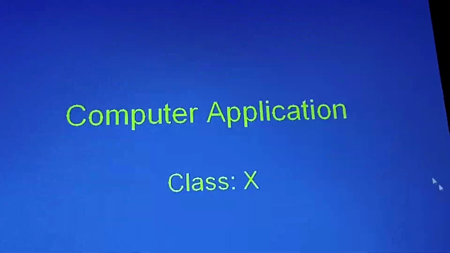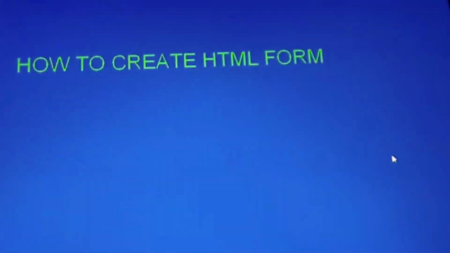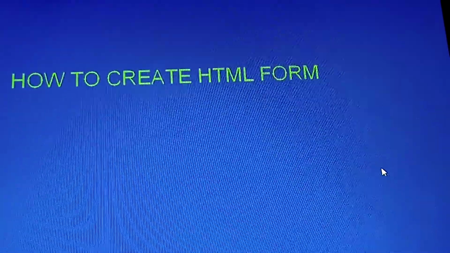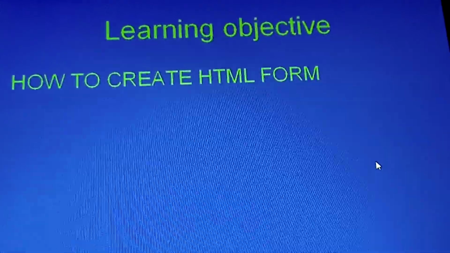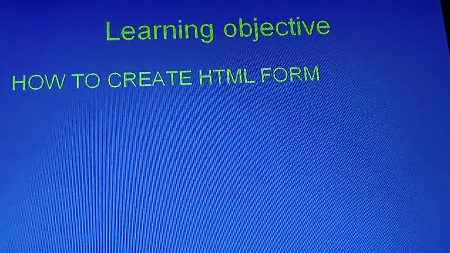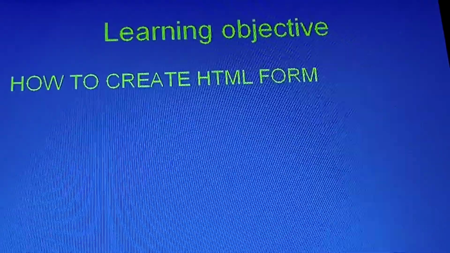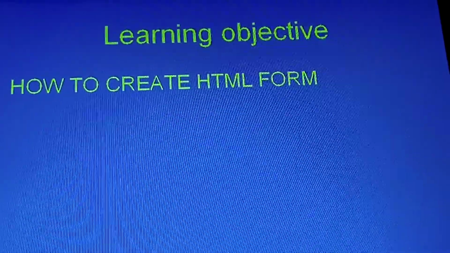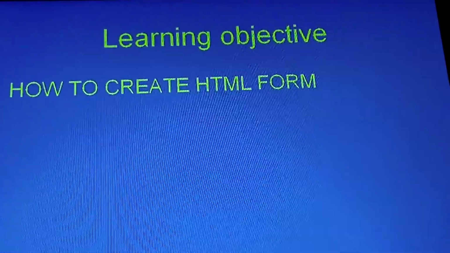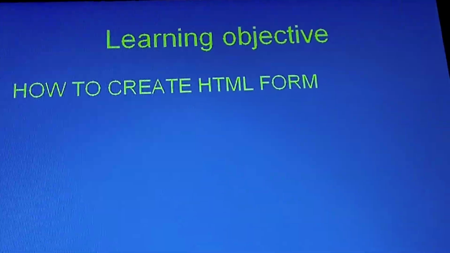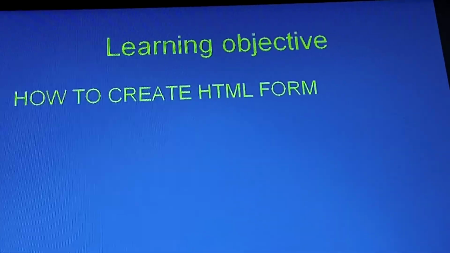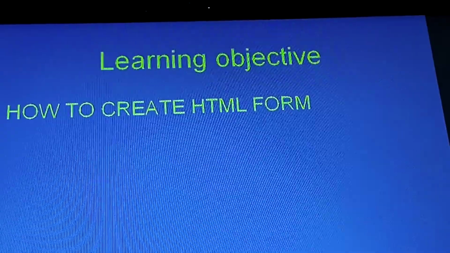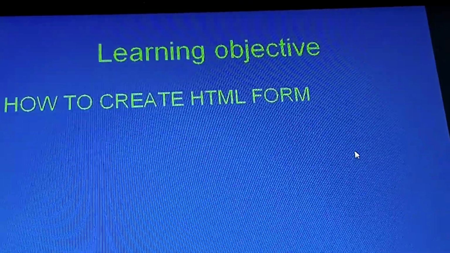What is a form? A form is a way of user interaction. It means that through the form, the user interacts. It is a user interface. Sometimes when we fill up any form online, we fill in the data, and after clicking the submission button, that data is transferred to the database.